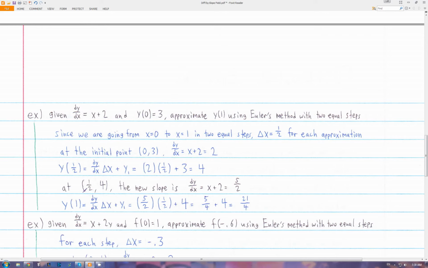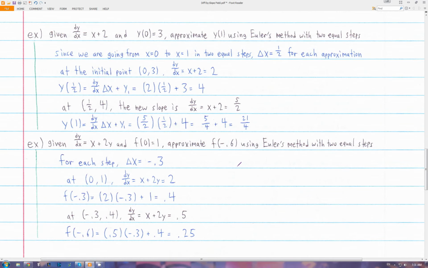And now we have to calculate the new slope at this point, (1/2, 4). So the new slope is 5/2. Then we make another tangent line. The y value at x equals 1 will be the slope 5/2 times the change in x, still 1/2, plus the y value at this point, 4. So we get an approximation for the y value at x equals 1 of 21/4.